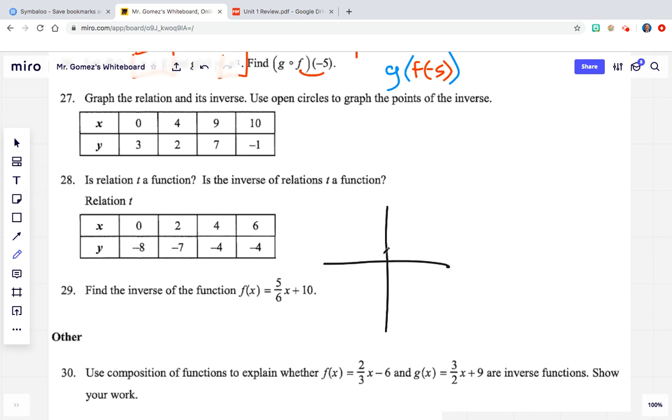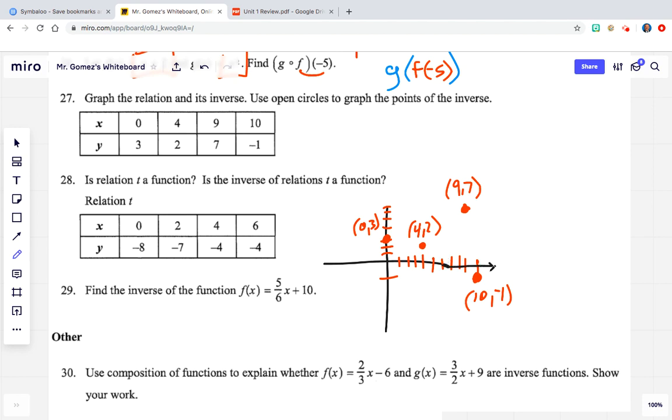So we'll have 0, 3. There's a dot here. And then we'll have 4, 2. 1, 2, 3, 4, and then up 2. Okay, so if you wanted to label it, you're more than welcome to. And then we'll have 9, 7. So 4, 5, 6, 7, 8, 9. And then 3, 4, 5, 6, 7. And then last but not least, we'll have 10, -1. So that's going to be like way down here. Okay, so at 10, -1. So those are the points of the original relation.